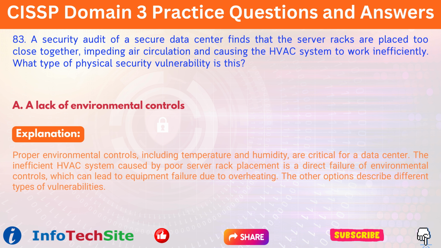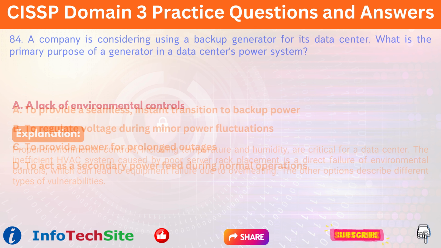The correct answer is A. A lack of environmental controls. Explanation. Proper environmental controls, including temperature and humidity, are critical for a data center. The inefficient HVAC system caused by poor server rack placement is a direct failure of environmental controls, which can lead to equipment failure due to overheating. The other options describe different types of vulnerabilities.